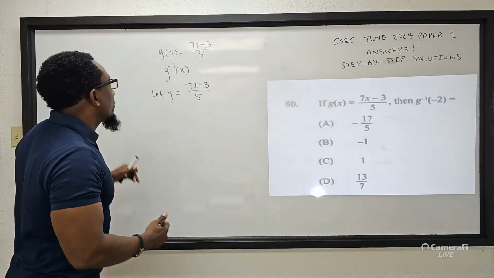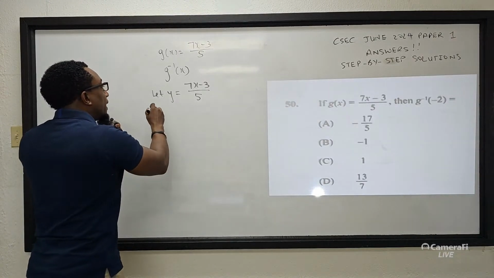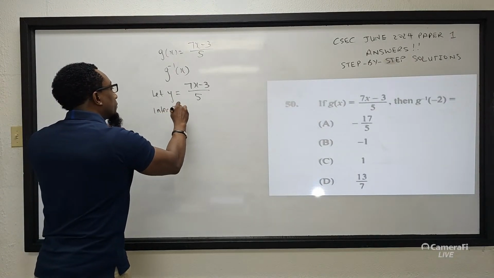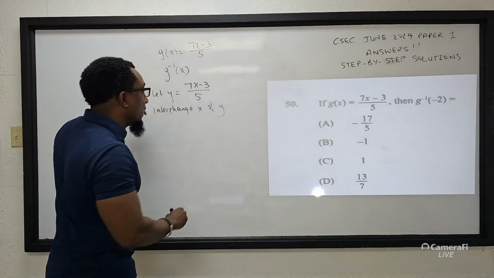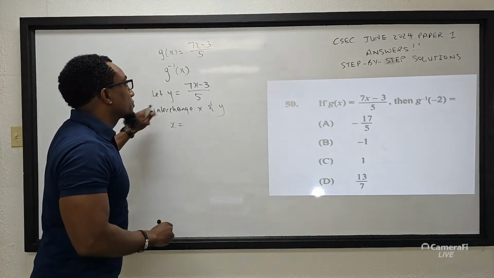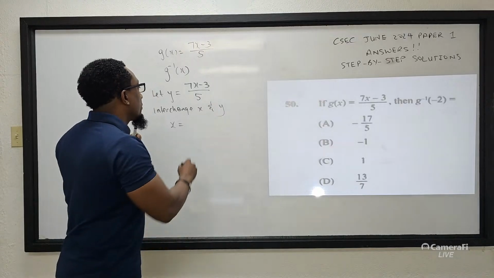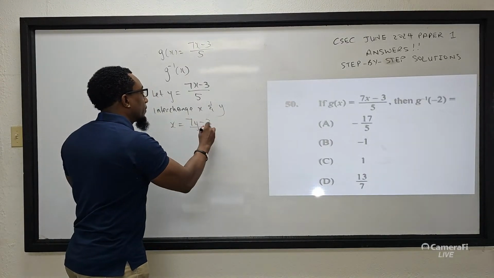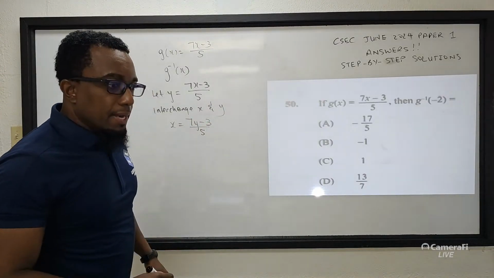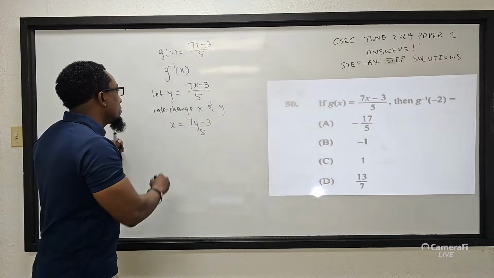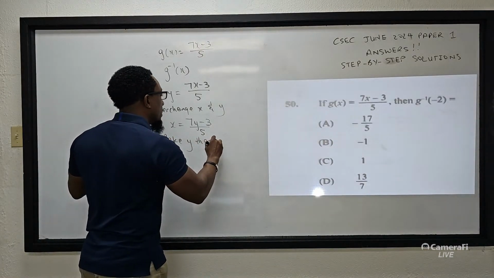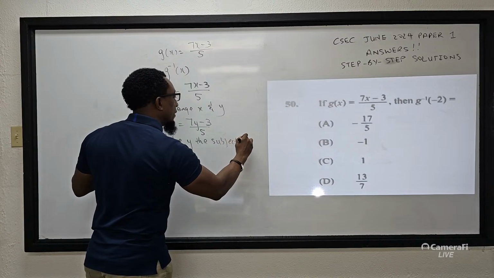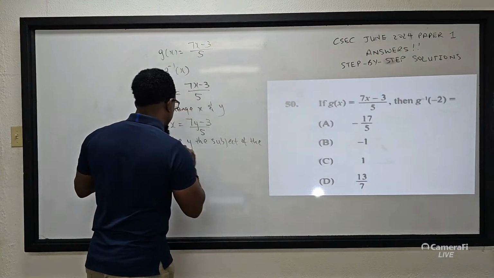Step 2, you're going to interchange x and y. So where I see my y, I'm going to replace it with x. And where I see x, I'm going to replace it with y. And the final step will be to make y the subject of the formula.